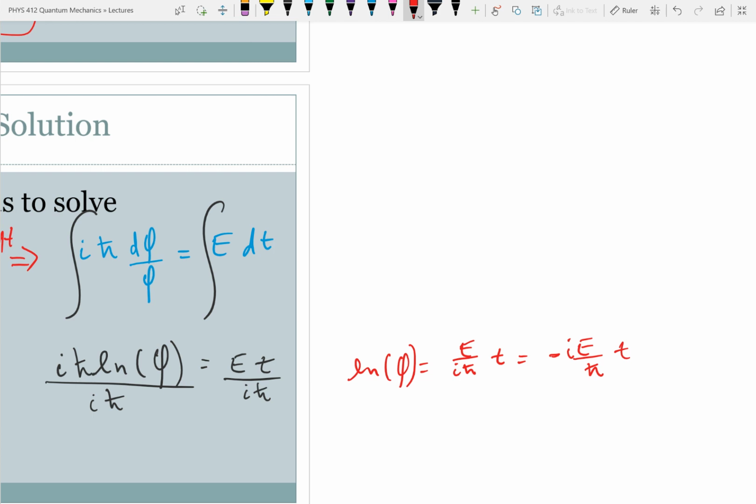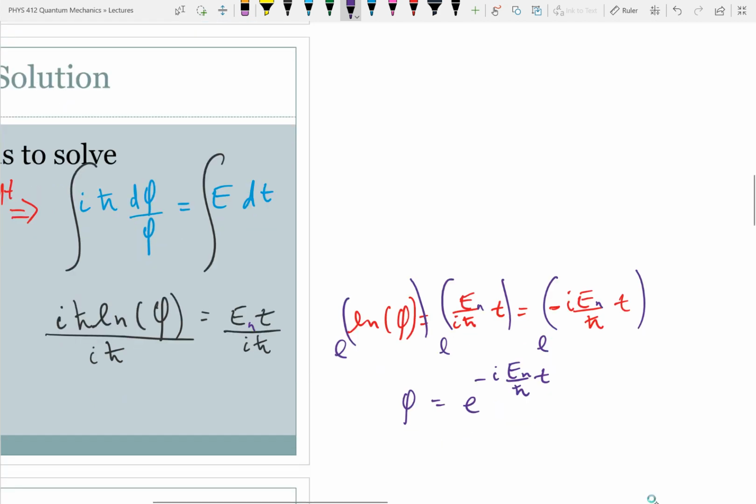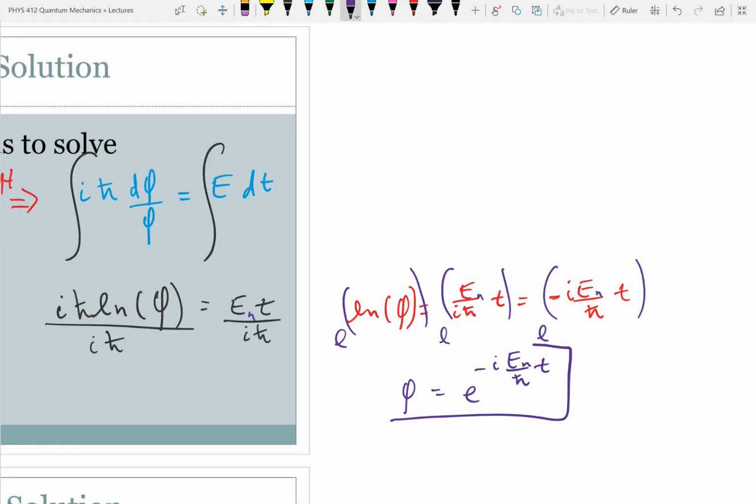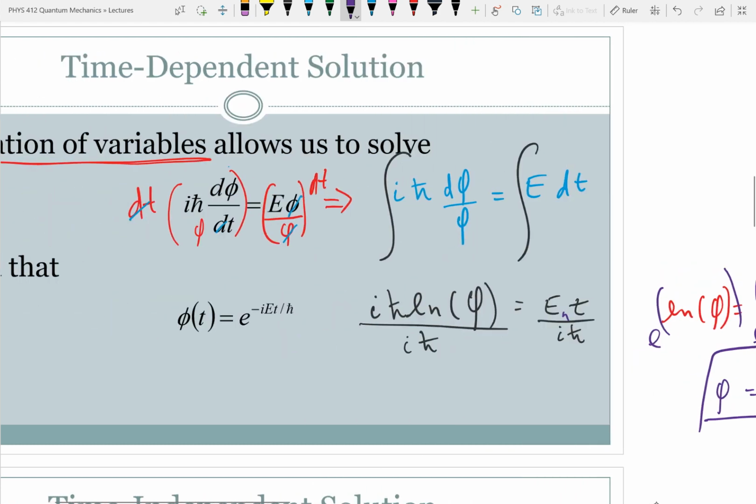That's my best answer. So now, of course, the inverse function of natural log is the exponential. So you just do the exponential of this is equal to exponential of that. And if I wanted to be technical, I would have put E sub n's everywhere, because you have the different possible E values. So that is our time dependence.